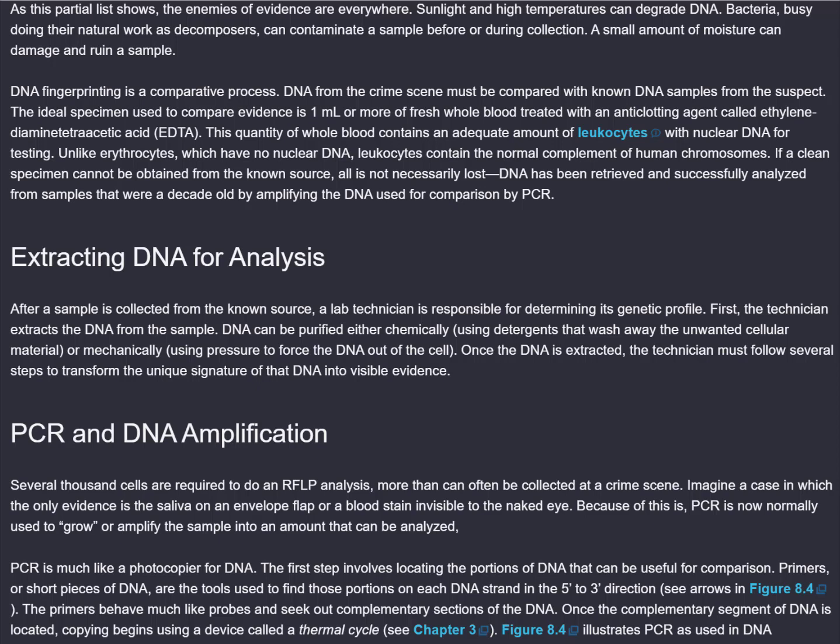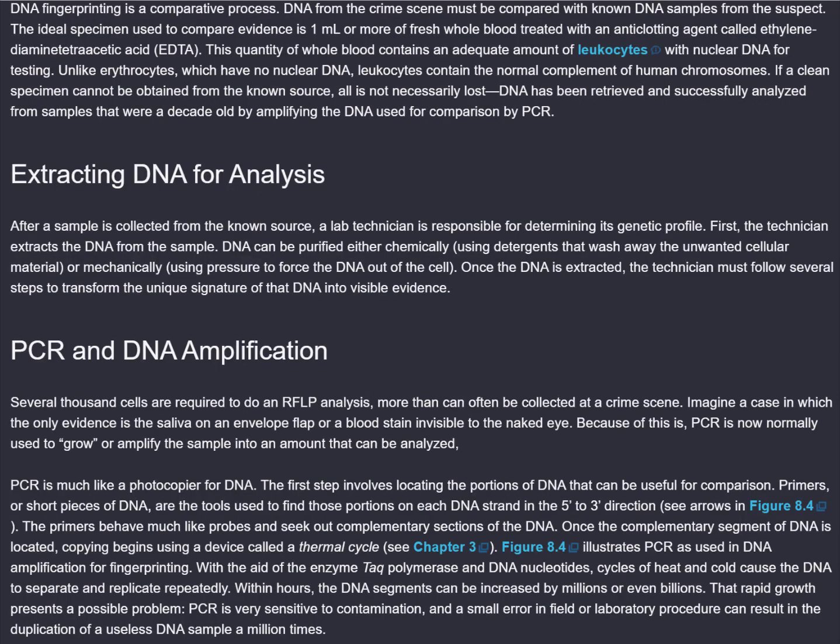As this partial list shows, the enemies of evidence are everywhere. Sunlight and high temperatures can degrade DNA. Bacteria, busy doing their natural work as decomposers, can contaminate a sample before or during collection. A small amount of moisture can damage and ruin a sample.